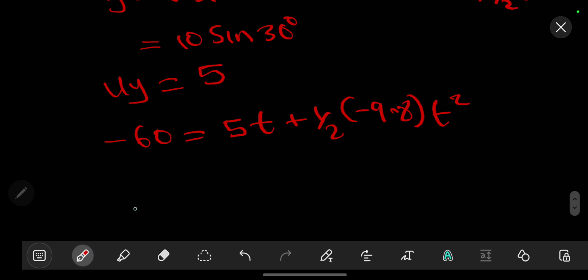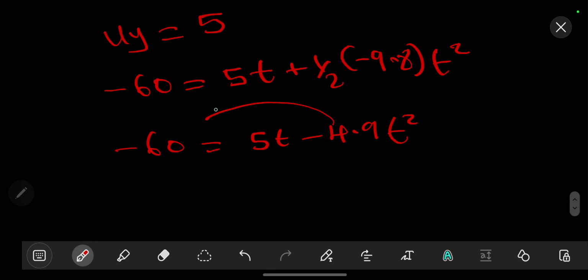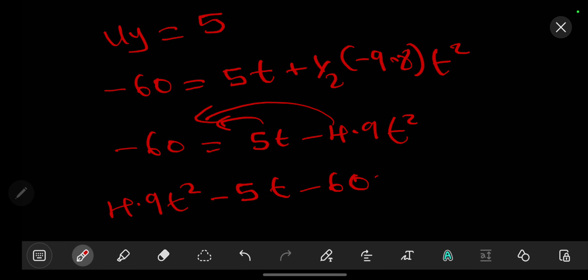So we are required to find the time. So we have negative 60 should be equal to 5t. Half by 9.8 will give us negative 4.9, then we have our t squared like that. We take this value to the other side, it will be 4.9 t squared. We take this value to this side, it will be minus 5t. Then we have minus 60 should be equal to 0 like that.